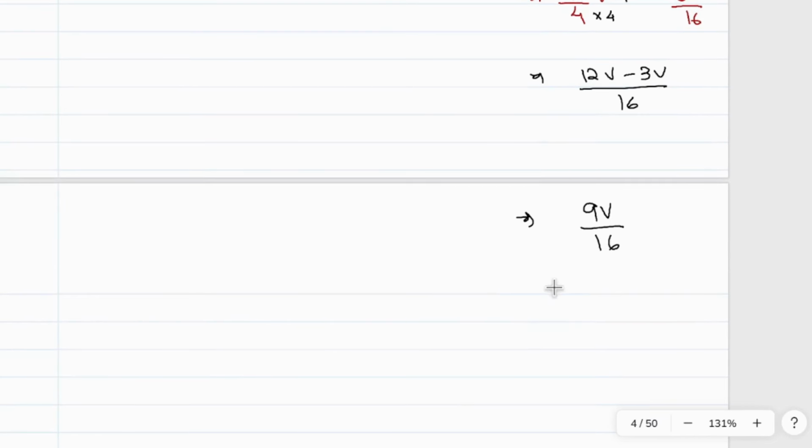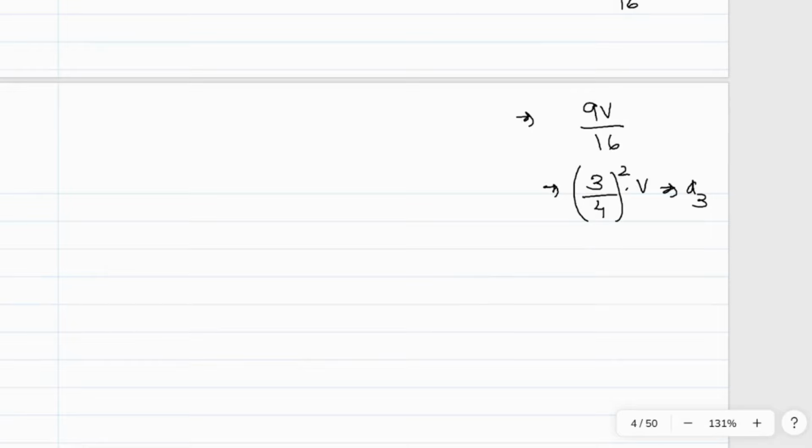So this can be written as how? 9 can be written as 3 square, and 16 can be written as 4 square, so 3 by 4 the whole square into v, right? So I got this as my A3. Clear? And thus it repeats like this.